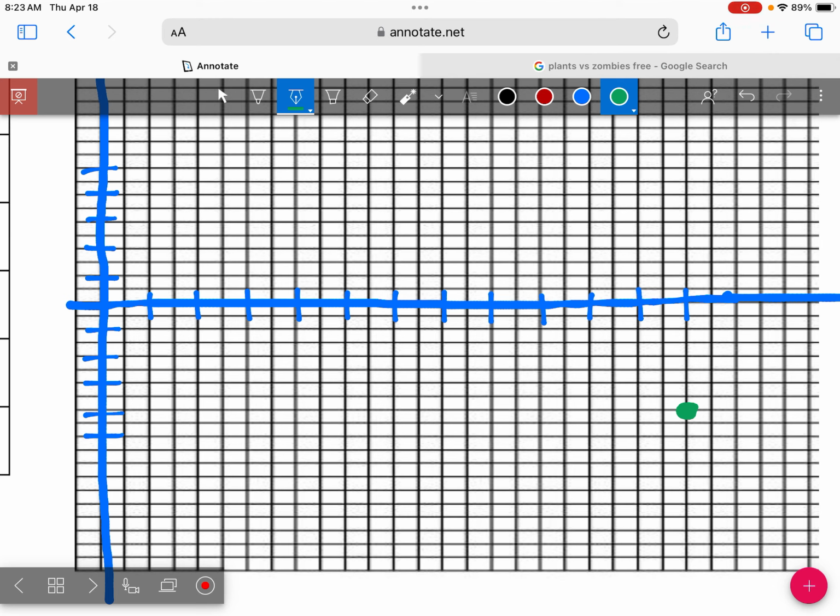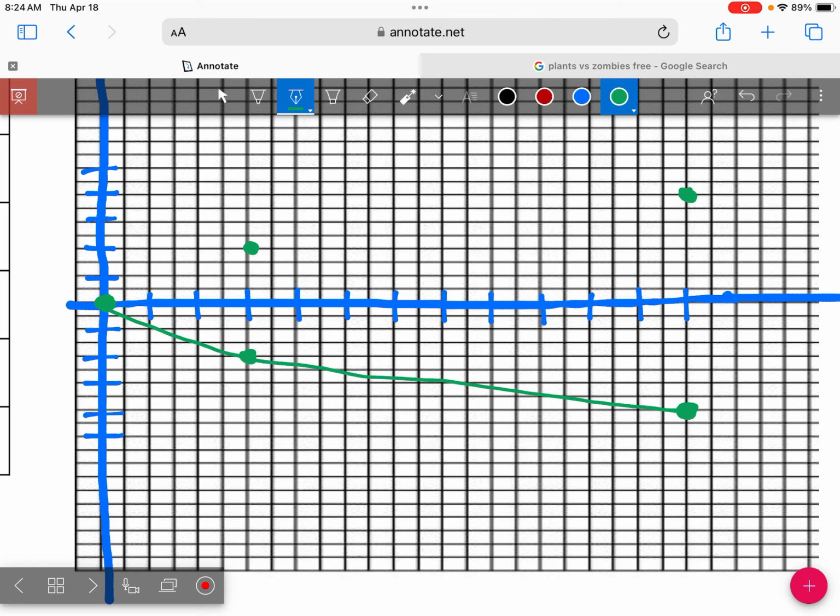And then my next point, so we have a point at 12, -4. What's our next ordered pair? 3, -2. And then 0, 0. And then 3, +2. And then 12, +4. So this is what your curve should look like.